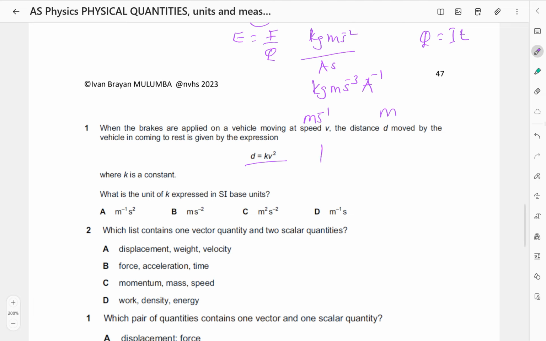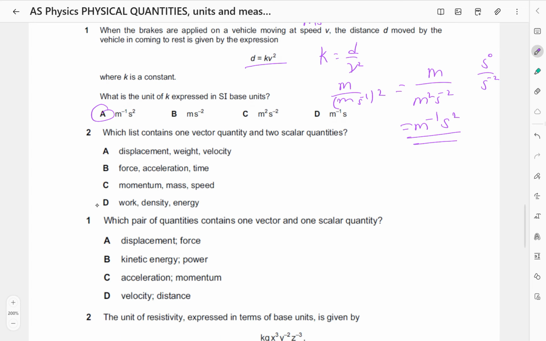So we want to find the units of k. So k will be equal to d over v squared. The units will be d, which is meters, divided by meters per second, but this one is squared. So this becomes meters over meters squared s to the power negative 2. So m divided by m squared becomes per meter. Then 1 over s to the power negative 2 becomes s squared. In other words, here it is like having s to the power 0 divided by s to the power negative 2. You subtract the powers. 0 minus negative 2 becomes s to the power 2. So our answer is going to be A.